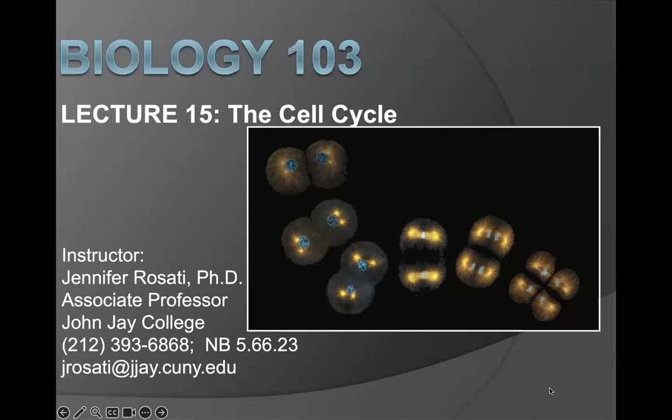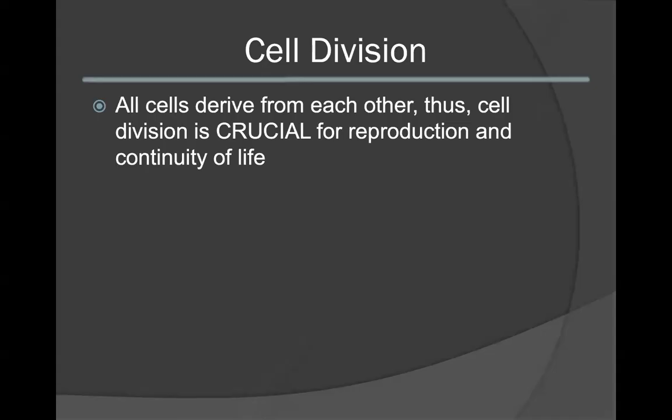Welcome to Lecture 15, where we will go over the cell cycle, or the process of cell division. Remember, according to cell theory, all cells derive from each other. As a result, cell division is absolutely crucial for cellular reproduction and for the continuity of life.